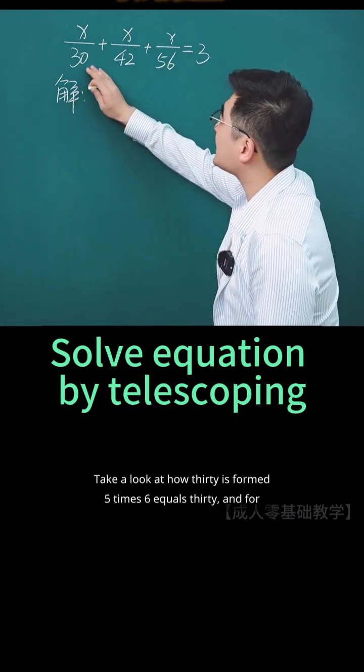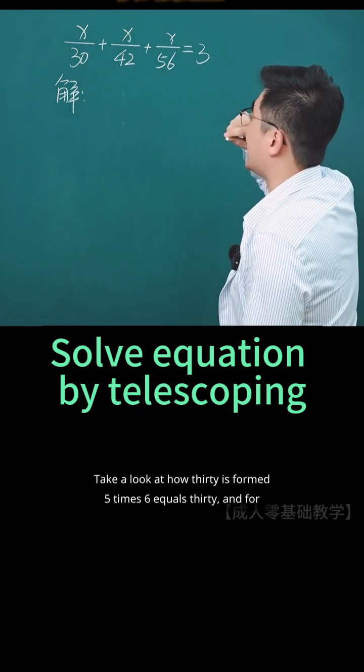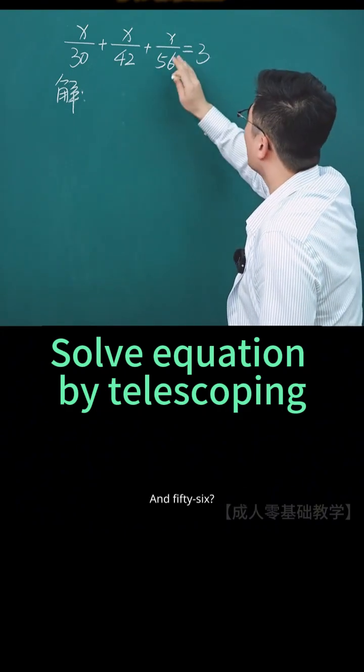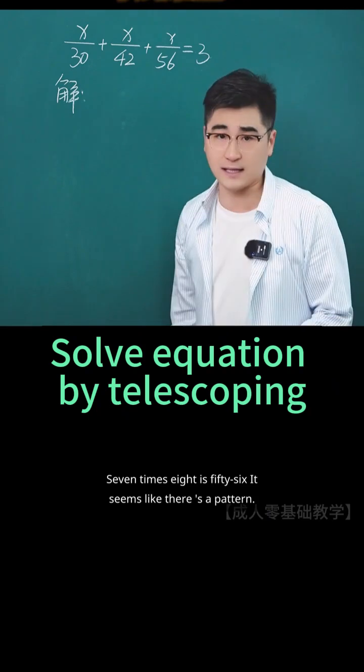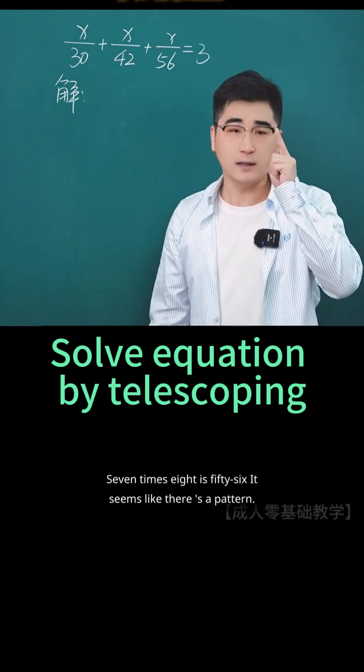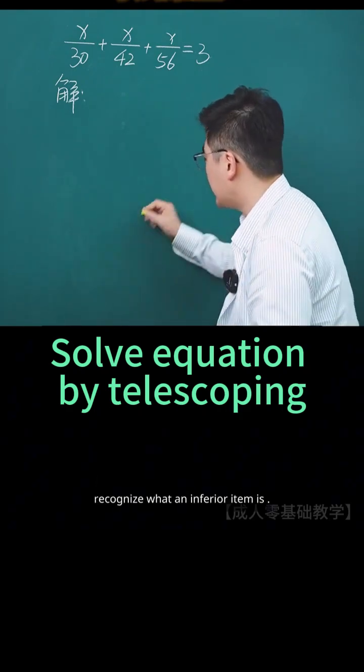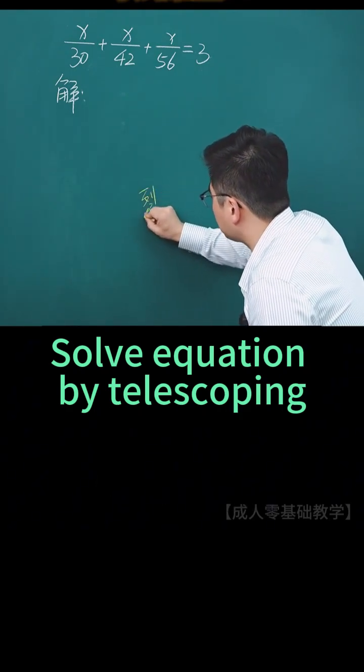Take a look at how 30 is formed. 5 times 6 equals 30. And for 42, it's 6 times 7 equals 42. And 56, 7 times 8 is 56. It seems like there's a pattern. First, remember the term "splitting terms." You need to be able to recognize what it is.